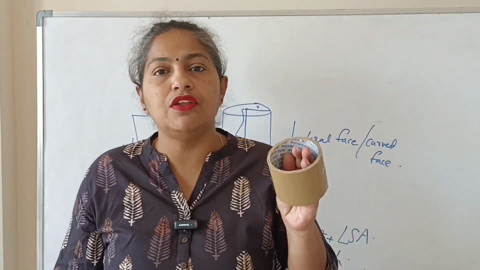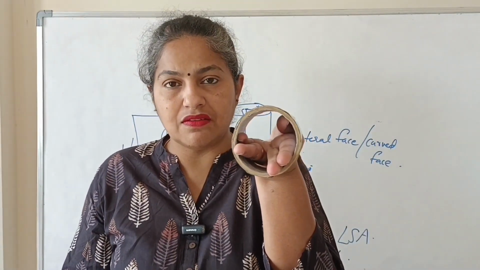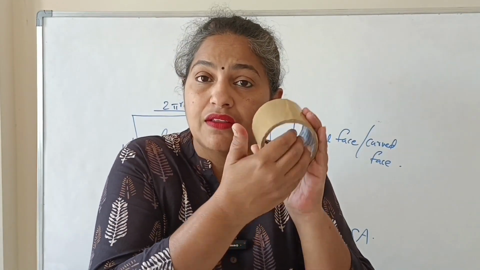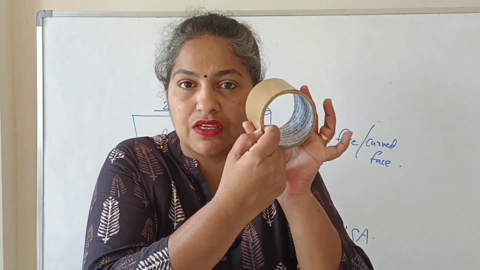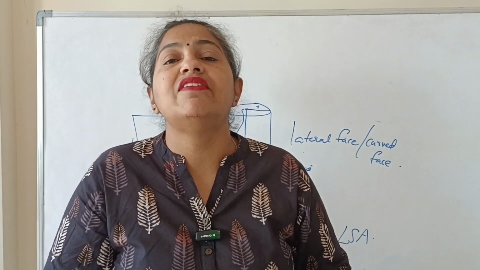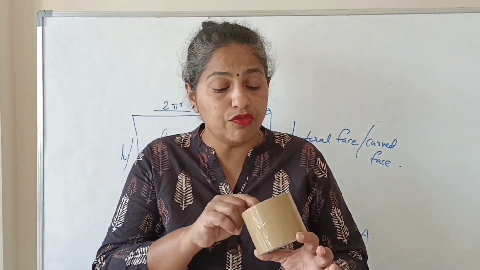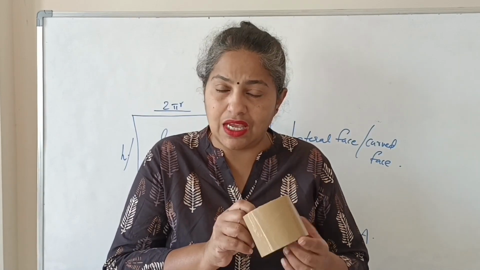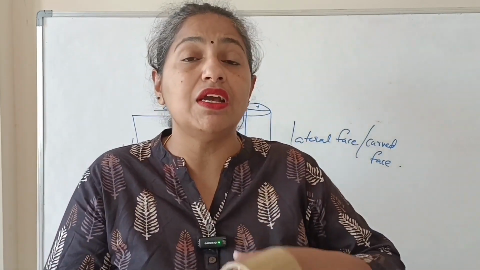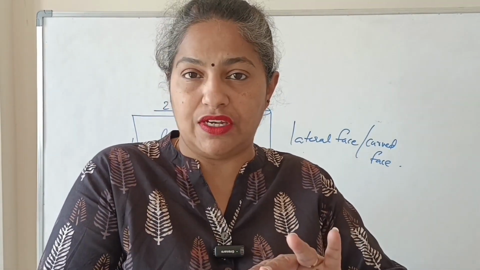But in the case of a hollow cylinder, you know it is not like that. It is something like this. There is space inside and there is a thickness over here. Okay. Now they will ask you to find the TSA of this particular cylinder. We should know how to find out the area and what is the change that you should make when you are finding out the area of a hollow cylinder.